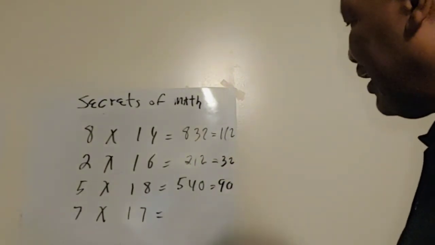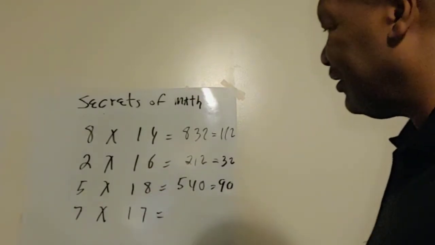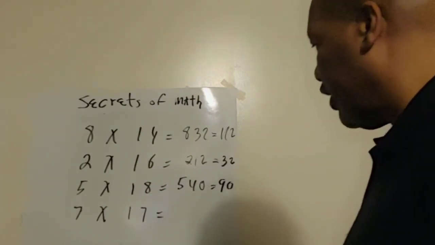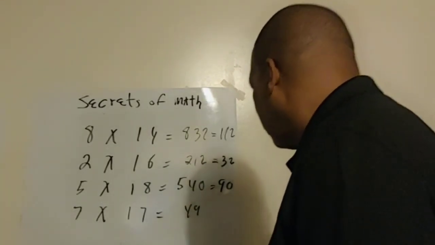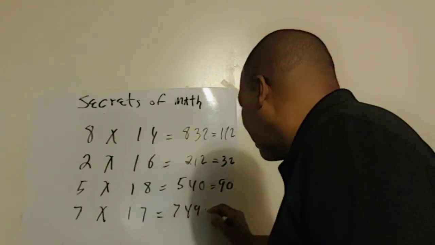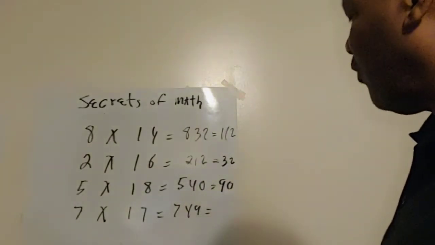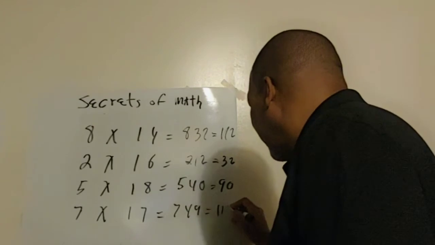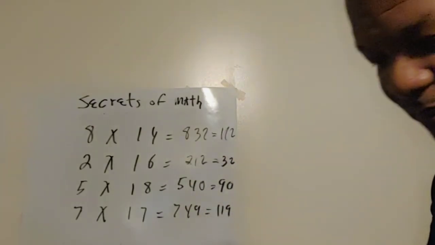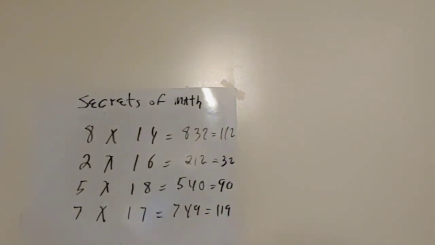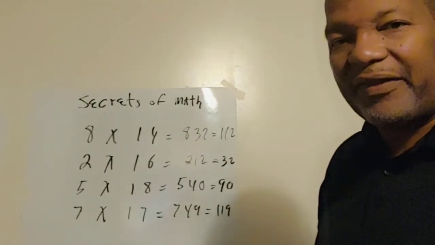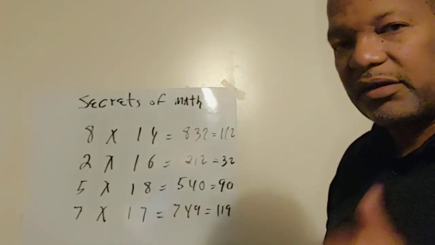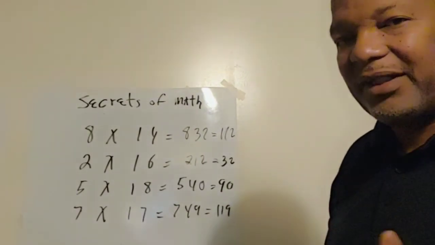All right. And last, we have 7 times 17. We know that 7 times 7 is 49. We put the 7 in front of that. And we know that 7 and 4 is 11. And we have a 9 left over. And that's the answer. Okay? So that was very easy to do. And it came out very quickly. Okay? So that is the secret to math that you learned today, to do a 1 digit times any number in the teens.